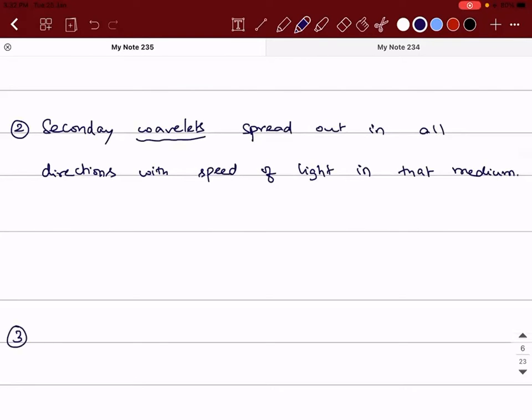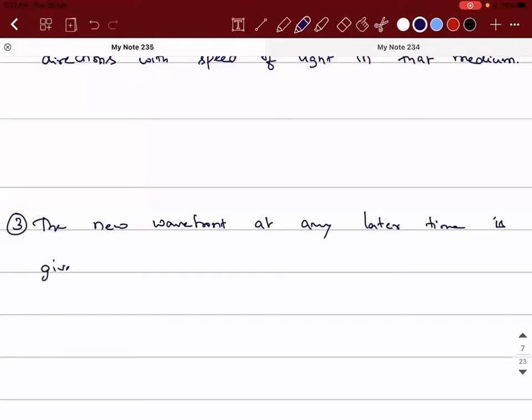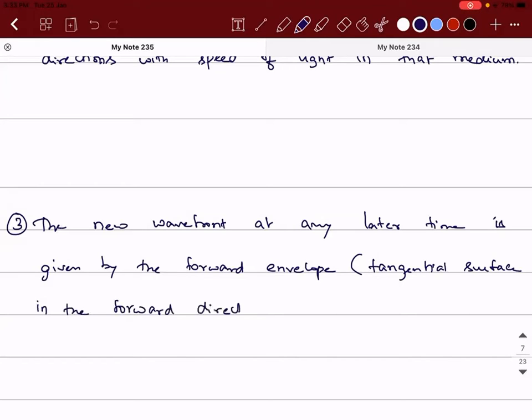And the third important point is the wavefront. I'll be more specific. The new wavefront at any later time is given by the forward envelope, that is the tangential surface in the forward direction of the secondary wavelets at that time. So write down the statement. It is very, very important. I'll explain it.